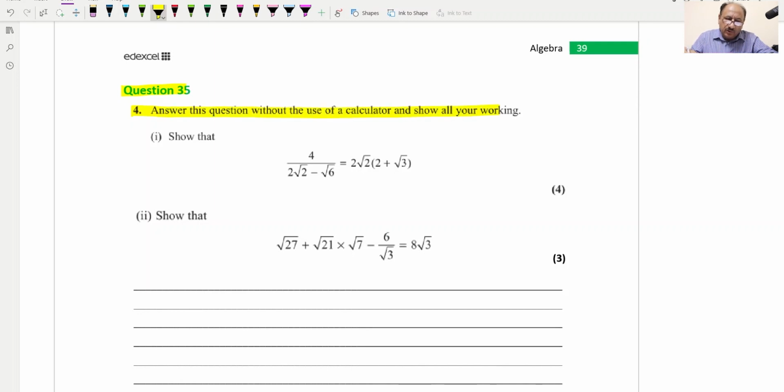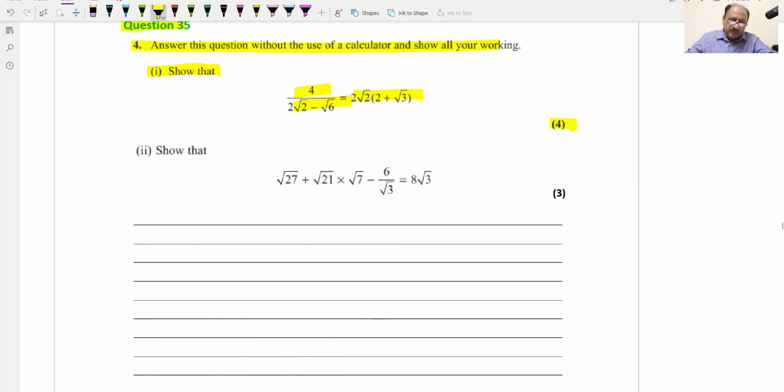Question number 35 and question number 4 of the past paper. Answer this question without the use of calculator and show all your working. Part I, show that this is equal to this. So this is a 4 mark question. We'll take the left hand side, this will be I part, so it is equal to 4 over 2 under root 2 minus under root 6.